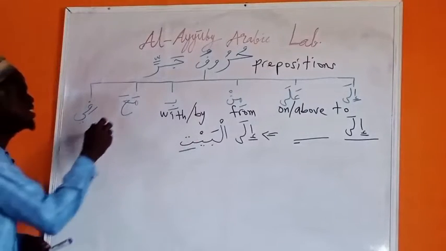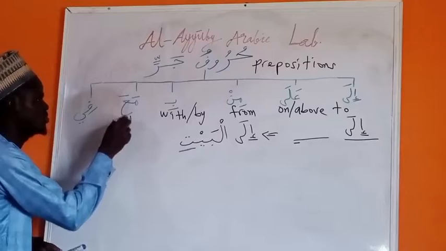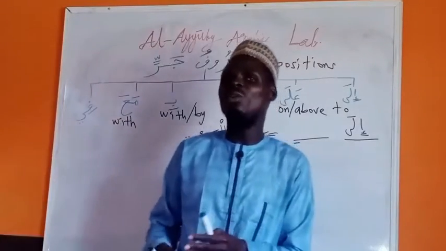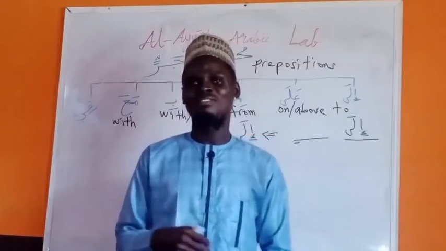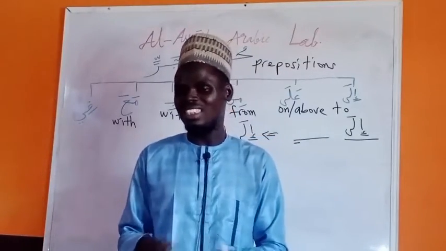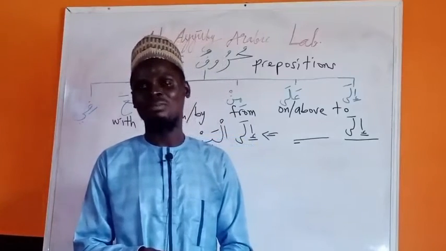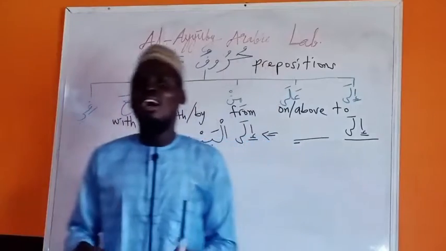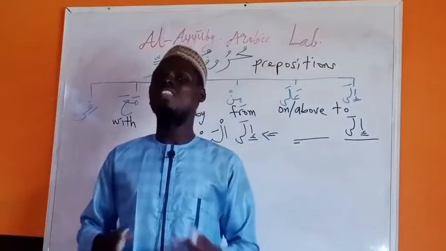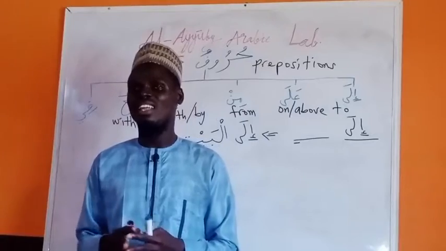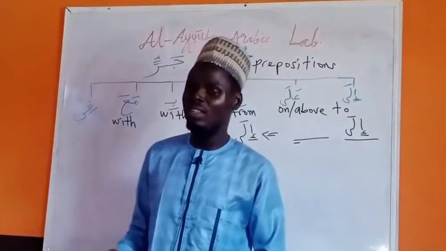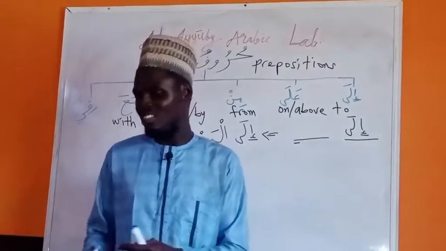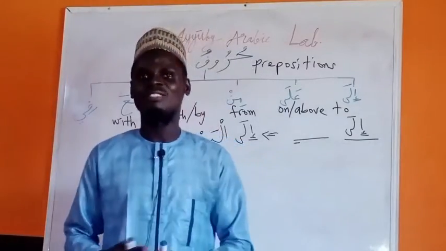Ma'a. Ma'a means with, especially if that with has to do with togetherness. Two things are in the same spot together at a time. For example, if you say, Ana ma'a Ibrahim, I'm with Ibrahim. That's the meaning of ma'a there. That is, in proximity and space, we are together.